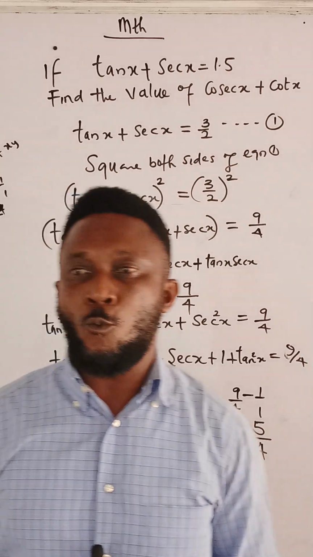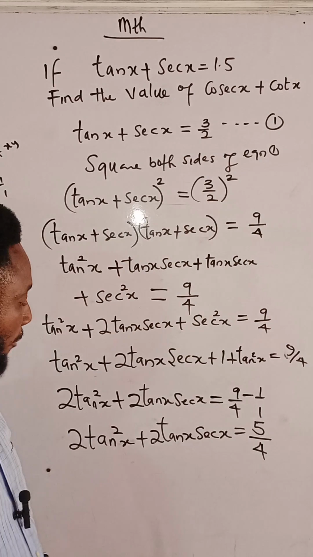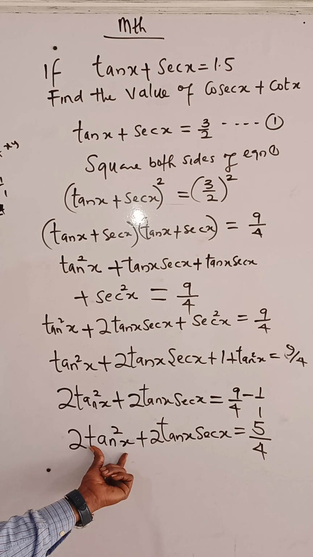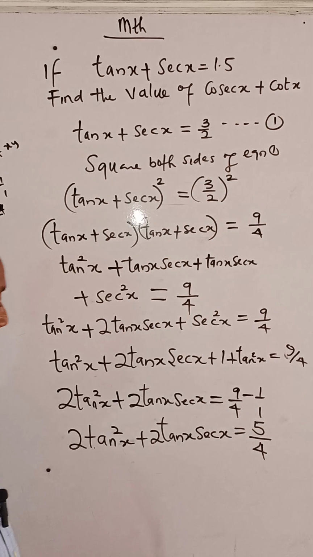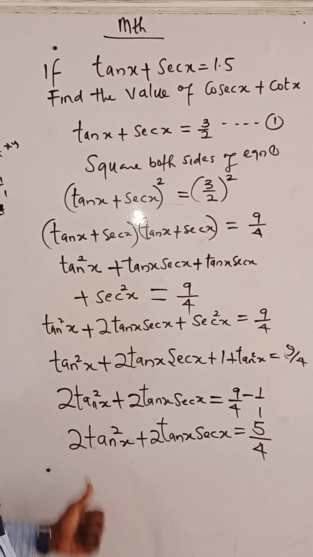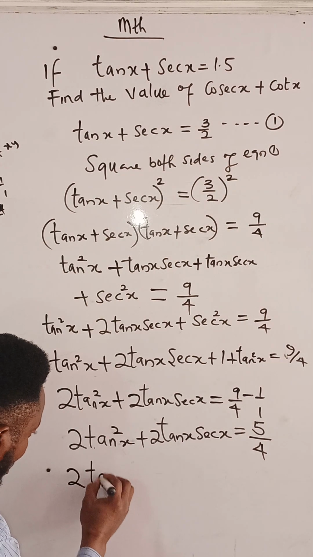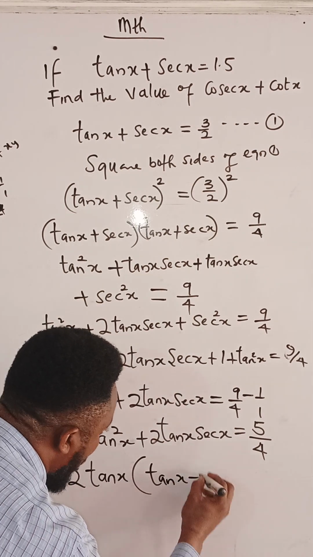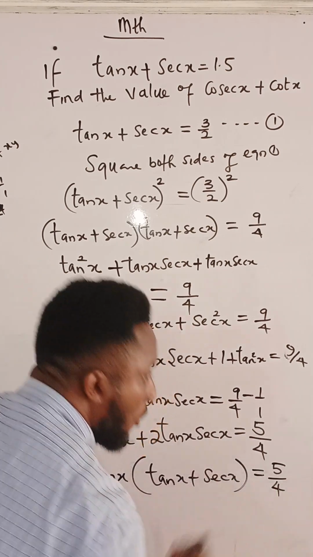Now at this level, we have watered the problem down to a level where we can factorize. If you look at the terms here, this is tan squared x, which means tan x multiplied by tan x. The second term here, 2 tan x sec x. We can see that tan x is common to both of them, and not just only tan x, 2 tan x. So if I factor out 2 tan x, I'm going to be left with tan x plus sec x equals 5 on 4.